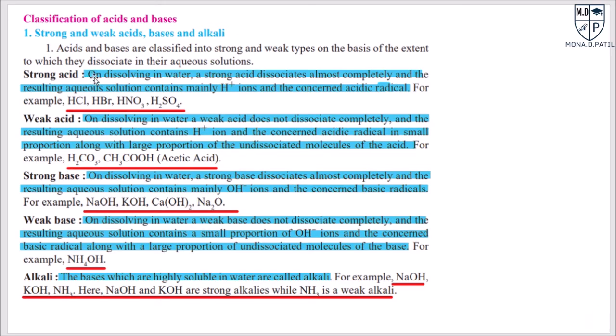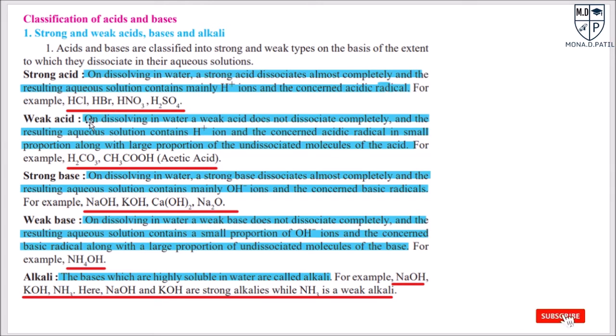Strong acid first. On dissolving in water, a strong acid dissociates almost completely. Okay, completely it will dissociate. No particle you can see in the solution. And the resulting aqueous solution contains mainly H plus ion and the concerned acidic radical. For example, hydrogen chloride, hydrogen bromide, nitric acid and sulfuric acid. These all are strong acids.